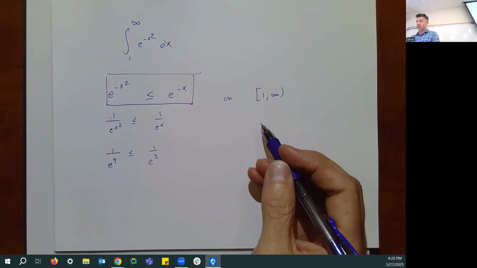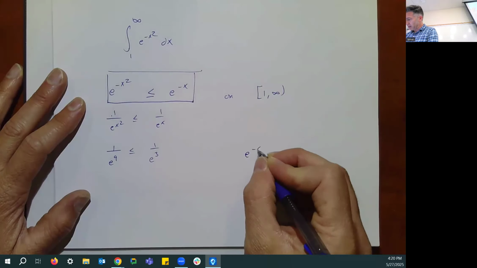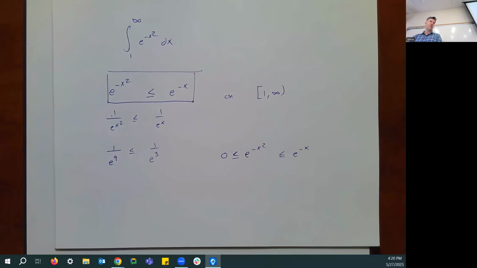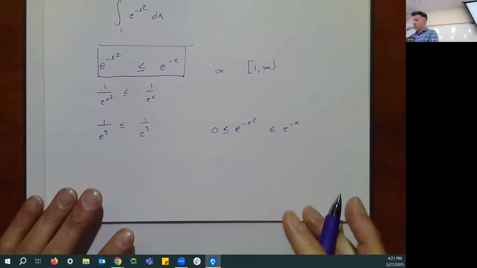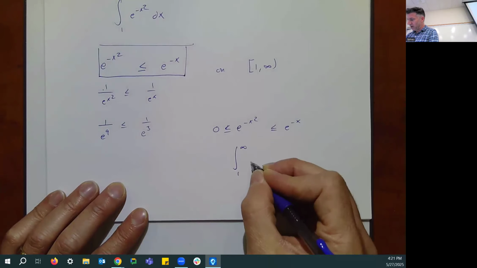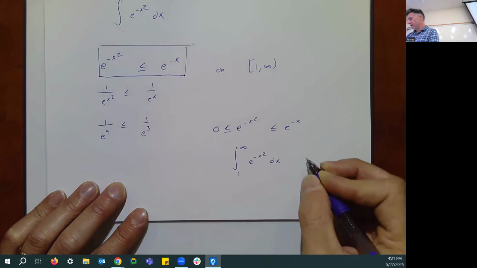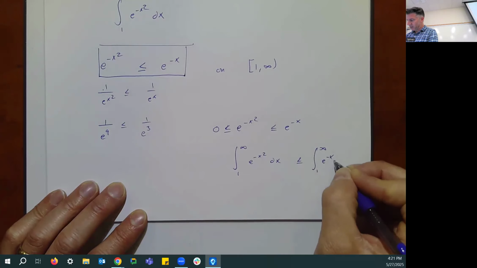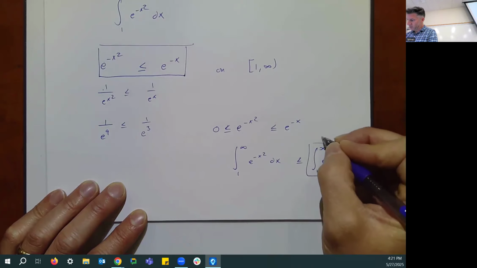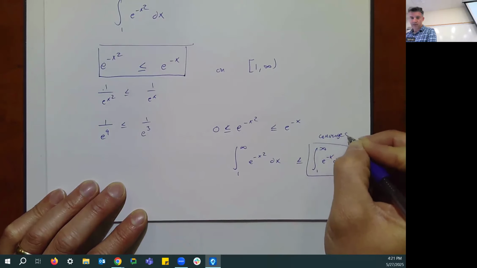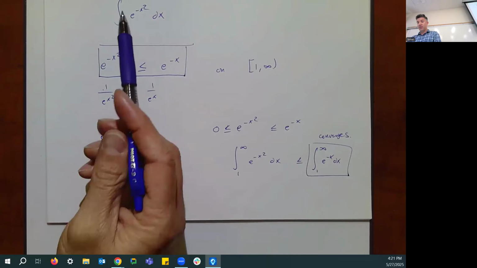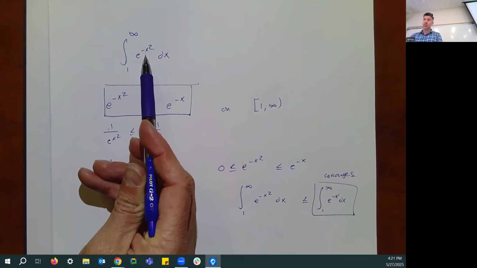And then you can just say, well, great. Then e to the negative x squared is between 0 and e to the negative x. And it does have to be positive for this to work, or non-negative, say. And then we can say the integral from 1 to infinity of e to the negative x squared is less than or equal to whatever this integral is, which isn't the same as the one we just did, but it's close, which converges. That's a question that's easy to answer if you know the trick and hard otherwise. Because famously, this function cannot be integrated.